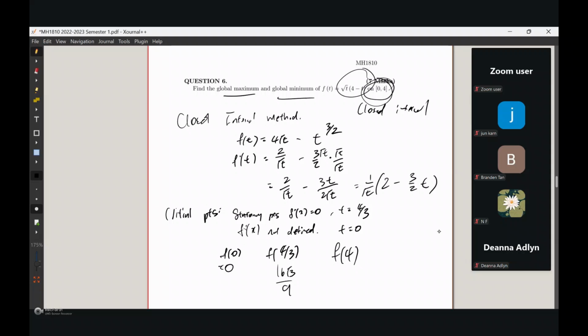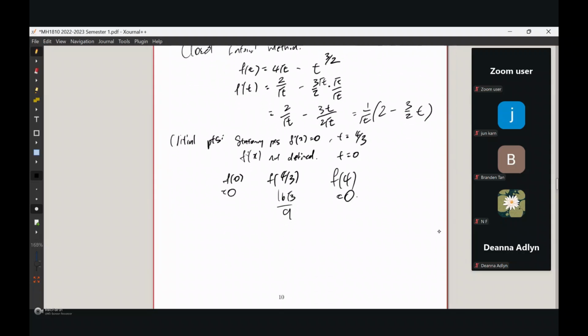Okay, then f of 4 is also 0. Okay, then here the global max is 16 square root 3 over 9. The min is equal to 0. Okay, so that's for this question here.